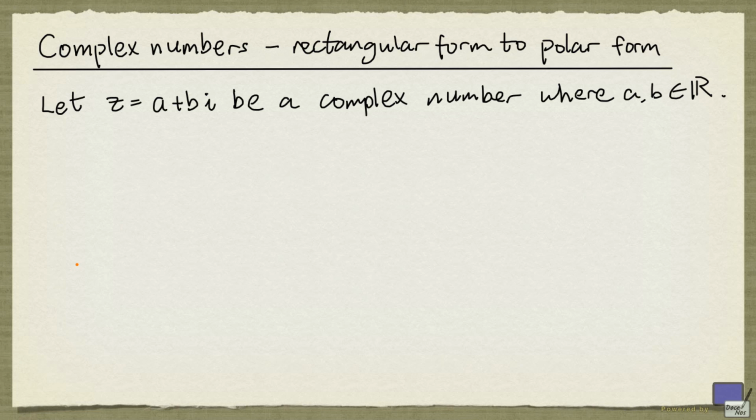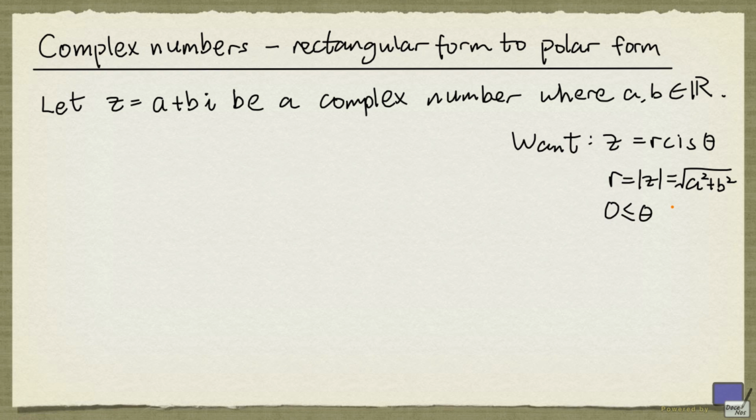We now look at conversion from rectangular form to polar form. So suppose that z is given as a plus bi, where a and b are real numbers. And we want to write z as r times CIS theta, where r is the modulus of z, and in this case is simply the square root of a squared plus b squared, and theta is at least 0 and less than 2 pi. So the question is, how do we find theta? We already know how to find r.